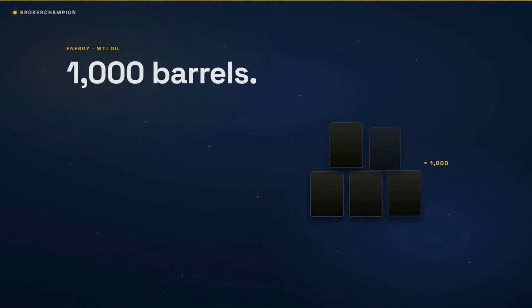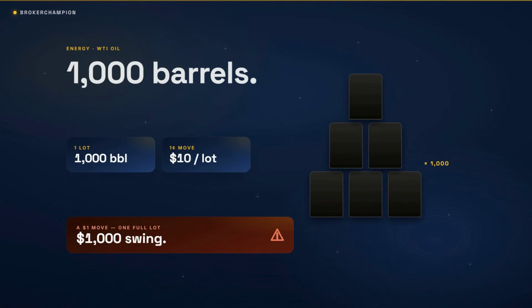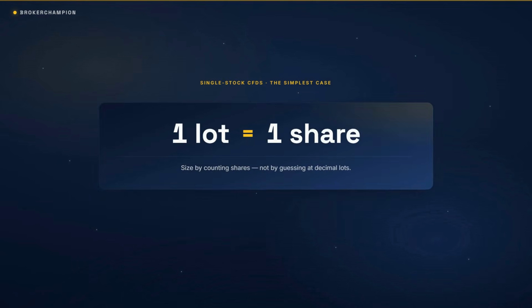WTI oil. One lot equals 1,000 barrels. A 1 cent pip move is $10 per lot, meaning a $1 move in the oil price on one full lot is a $1,000 swing. That math sneaks up on traders who treat one lot as a universal size. Single stock CFDs are the simplest. One lot equals one share. You size by counting shares, not by guessing at decimal lots.